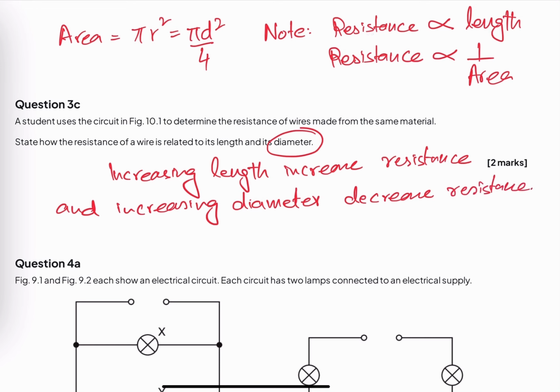If you state that resistance is inversely proportional to the diameter, that will be a wrong statement. Why? Because it's inversely proportional to the square of the diameter, because when you put the value of this area, it will give you a d square. So we are not going into that much detail. We can just write down that increasing length increases resistance and increasing diameter will decrease the resistance. That is enough.